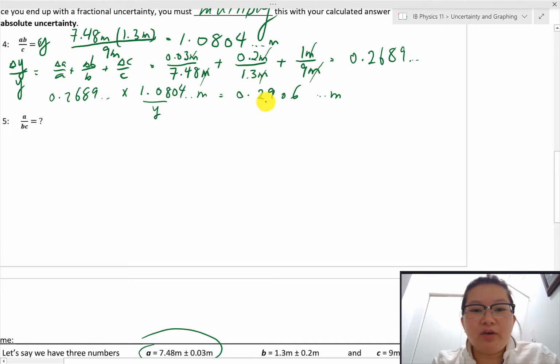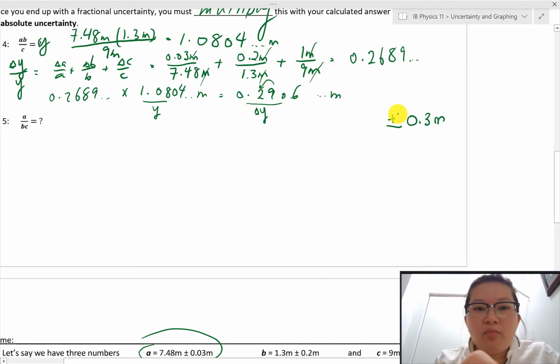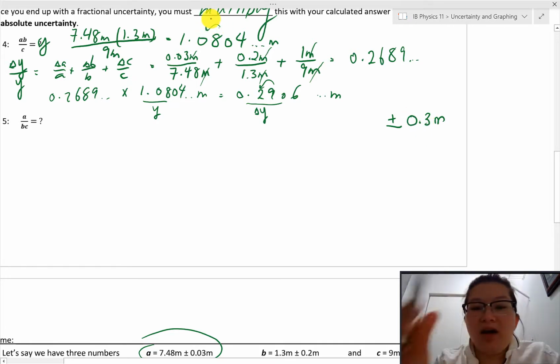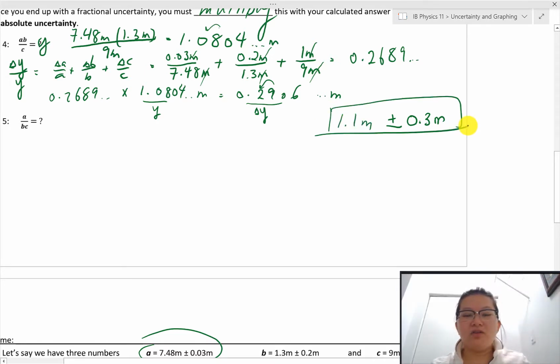From the look of things, 0.29 is definitely going to be greater than 2% of 1.08, so I'm going to round this to one significant figure. So that's delta y there. Rounding to one significant figure, I get 0.3, rounding the 2 up to a 3 meters, and I'm going to put the plus minus here. And the 1.08, I need to round this to the tenths place as well. So this 8 is going to round my 0 up to a 1.1 meters. Okay, so there is my answer.